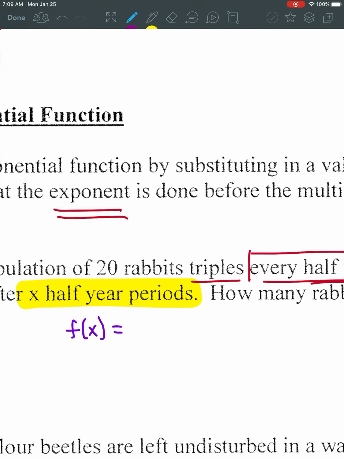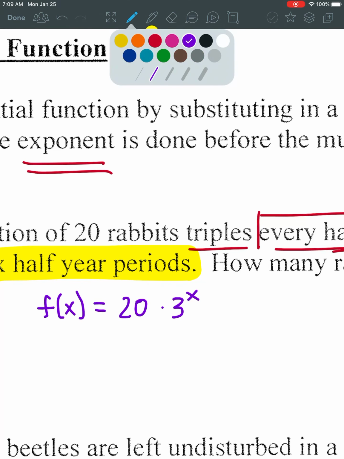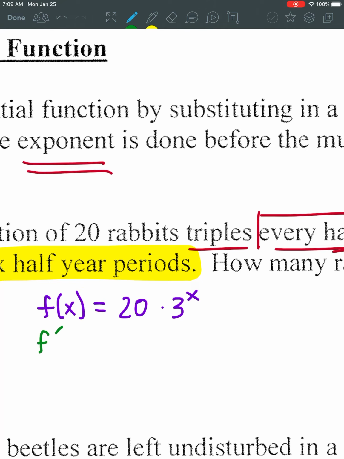So we will use our equation. f of x, or the function of x, equals 20 times 3 to the x power. We were given that. In this case, we are simply going to plug in, I'm going to replace x with 6. So when x is 6, we're going to figure out this function. And then that x is now a 6.